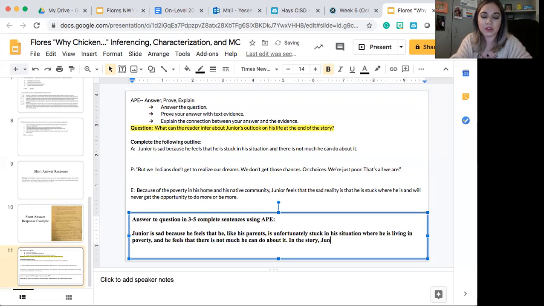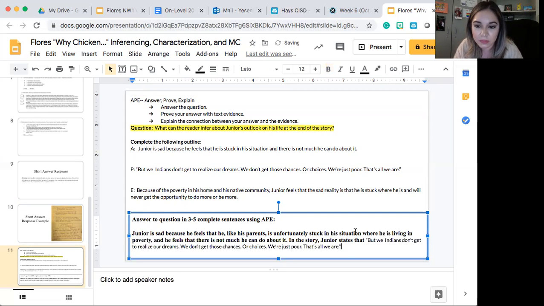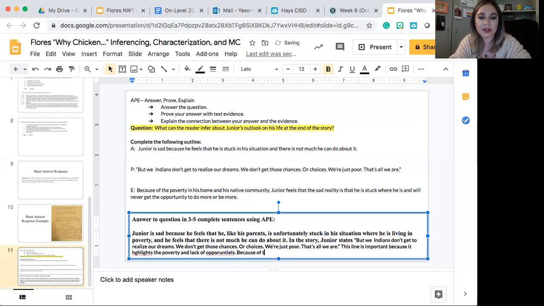In the story, Junior states that, and then I'm going to copy and paste my quote. States, "but we Indians." And then I'm going to explain. This line is important because it highlights the poverty and lack of opportunities. Because of the poverty in his home and his native community. I'm misspelling everything today. And then I am going to copy and paste this part.